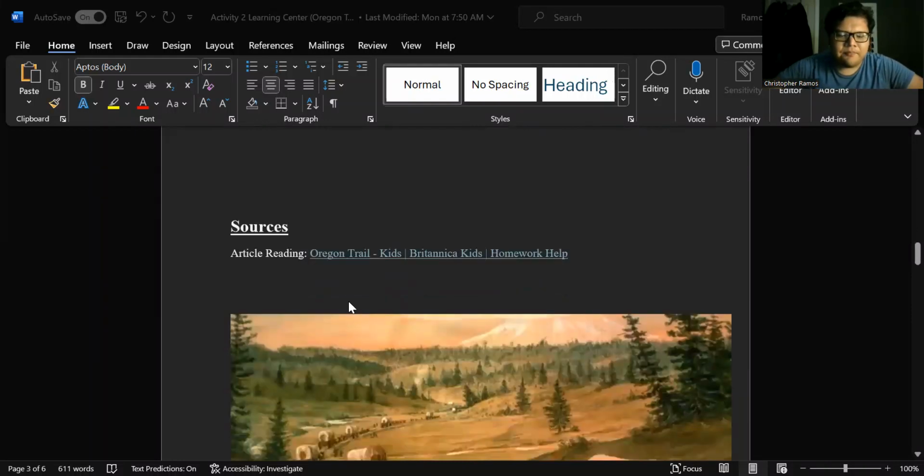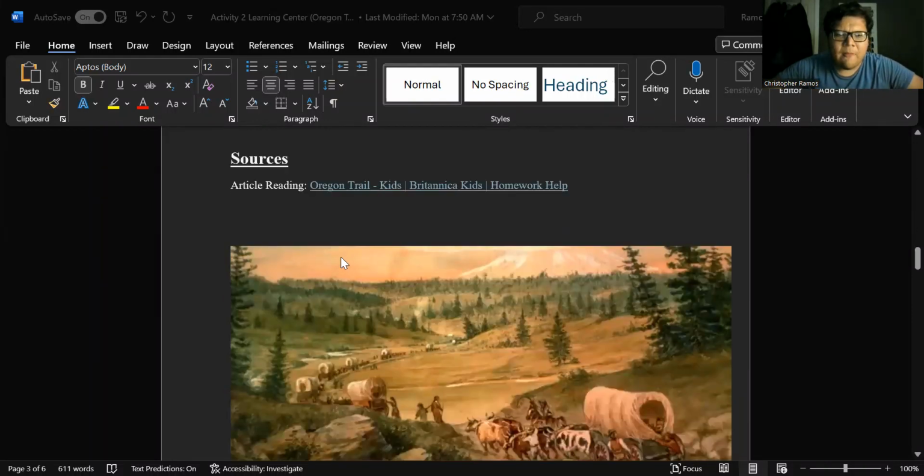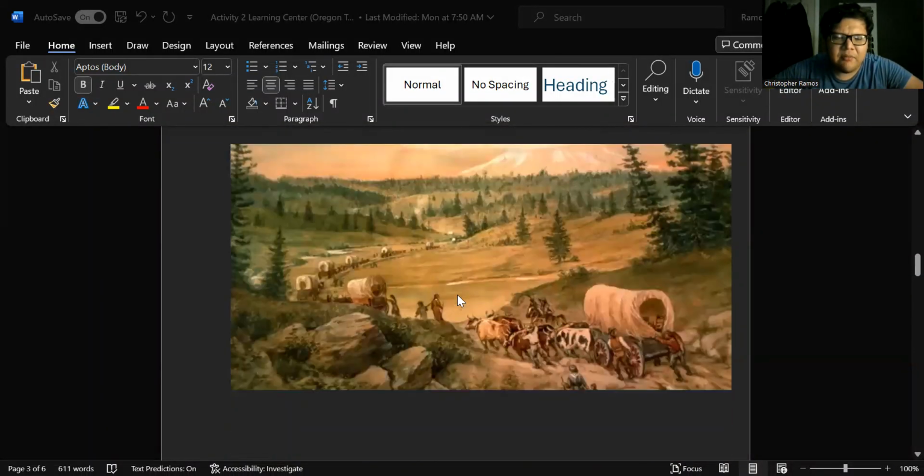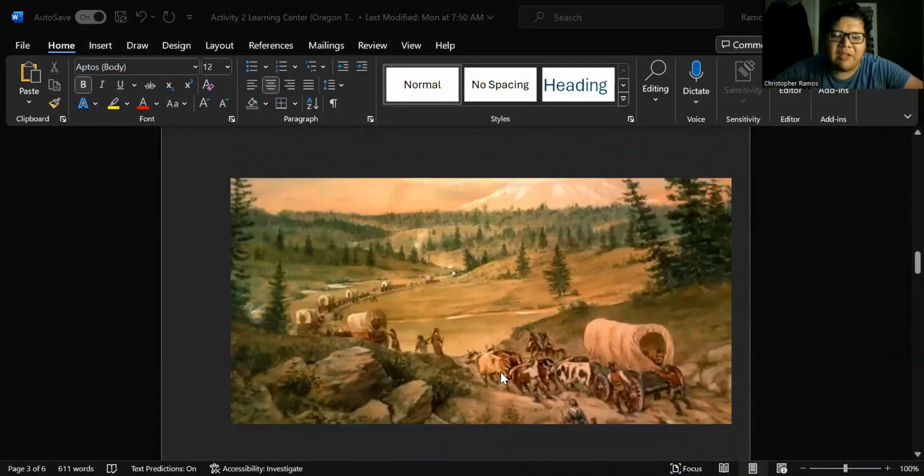And here are my sources. And this is the image that they're going to be looking at. I learned this research activity from one of the presentations from our chapters that we had to do, and I really loved it. I thought it'd be a great way to have this for students as well.